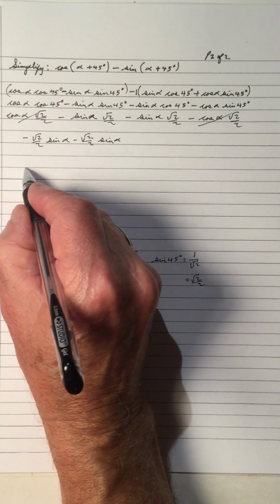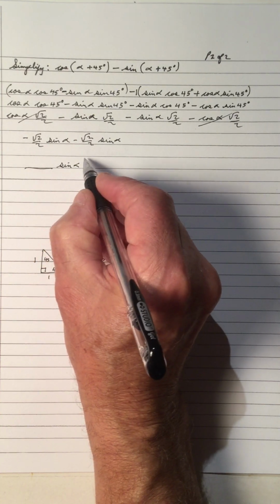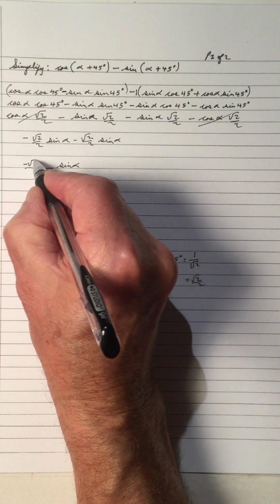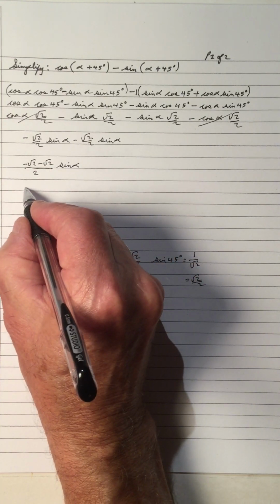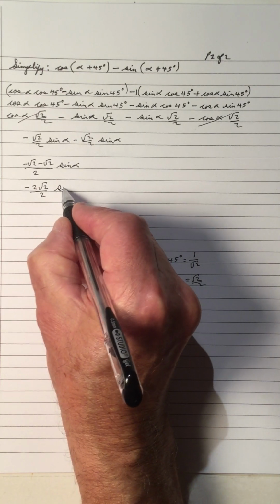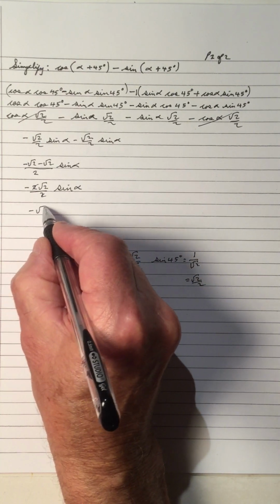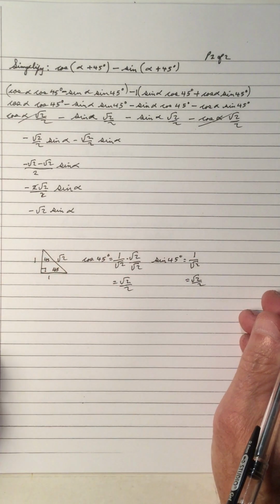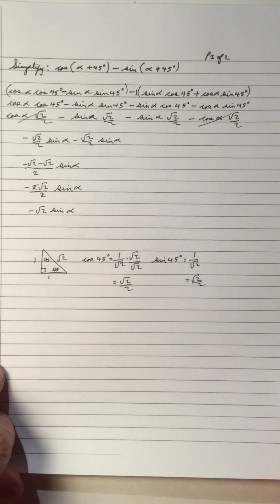To add these, we have the same terms and a common denominator. So we have sine alpha, and 2 is the common denominator, so we get negative root 2 subtract root 2, which gives negative 2 root 2 over 2 sine alpha. The 2's cancel, so we get negative root 2 sine alpha. And that simplifies the expression, which brings us to the end of this video.